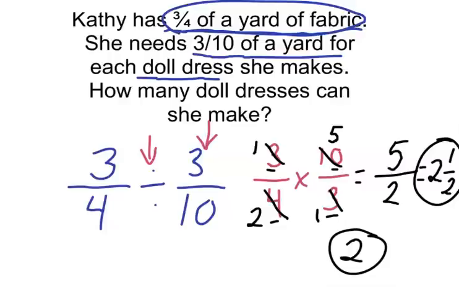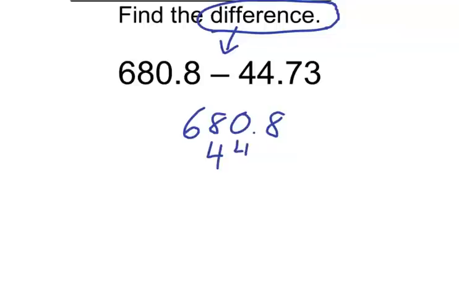All right. Find the difference. Remember, difference means subtracting, and there's our minus sign right there. So we are subtracting decimals, so we have to line them up. Remember, adding and subtracting, line them up. Okay, so we have 680.8. Then we're going to have to put 44 here. 0.73. All right, we're going to subtract those, put the 0 right there.